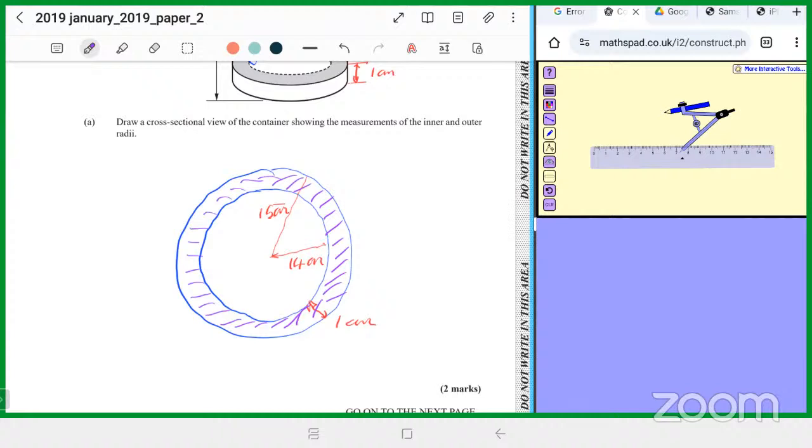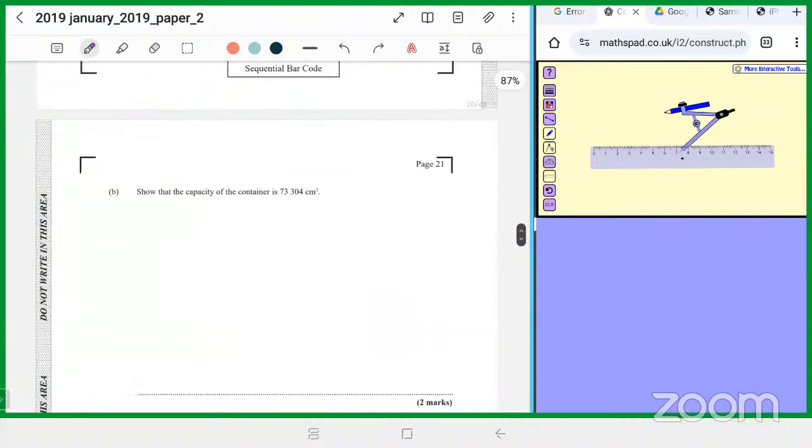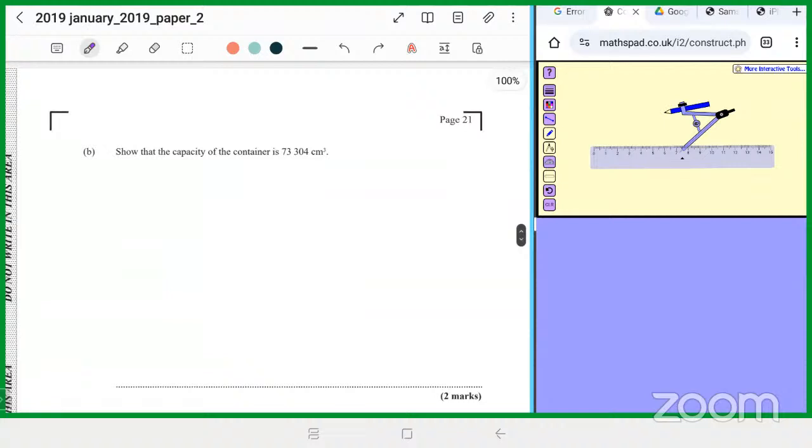That's it. So you draw 2 circles, make them 1 centimeter apart. You can measure 14 centimeters and draw it if you can fit it on the paper in the space they give you. Otherwise, just draw 2 circles, try and make them 1 centimeter apart, and give them that, because they said draw. If they said sketch, then something else. But anyway, that's it. It says show that the capacity of a container is this.